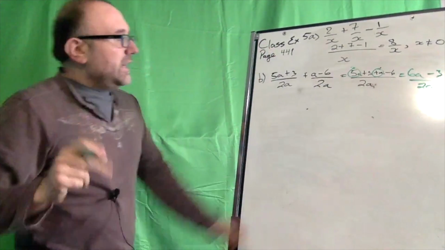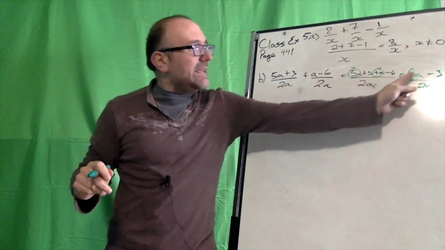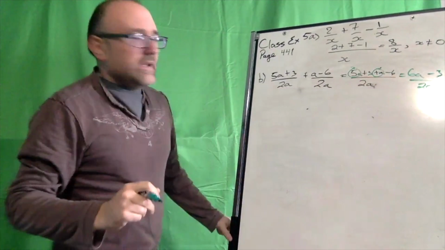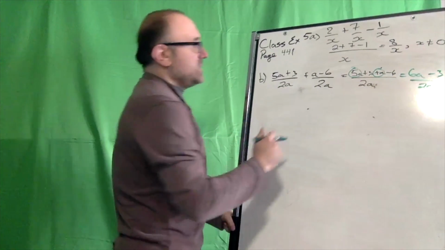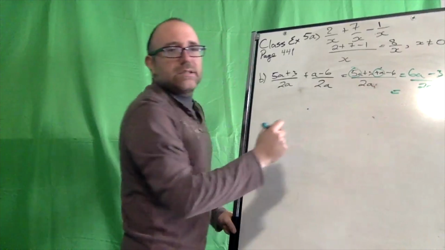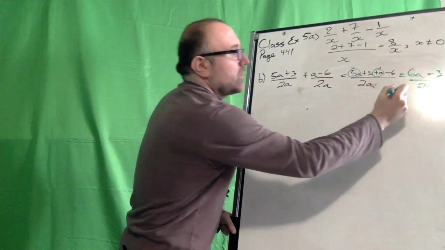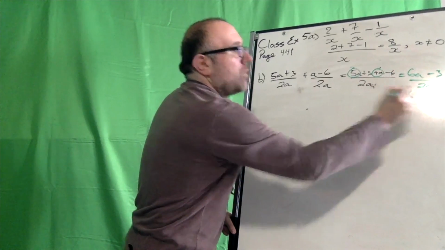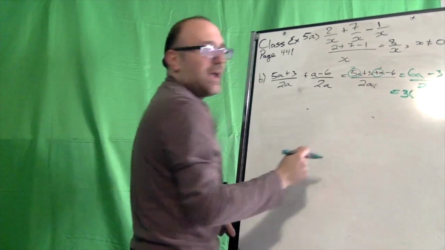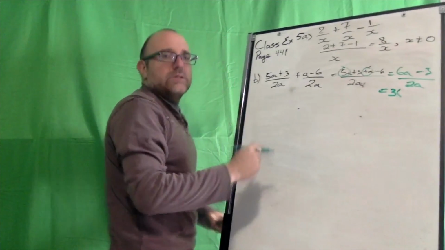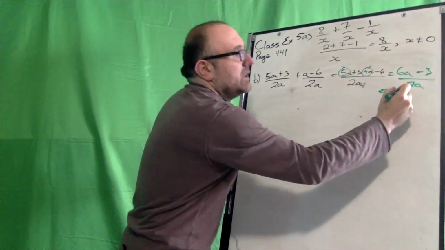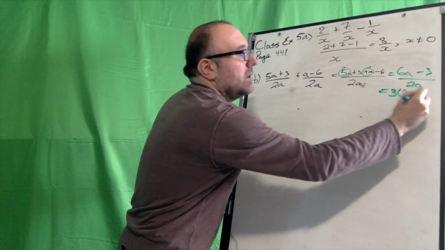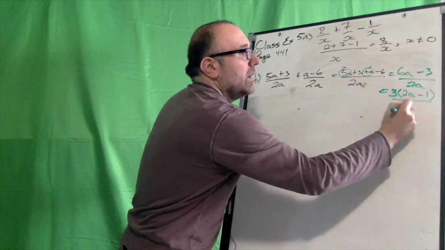Now, you're not done. In this case, there is something alike, the 6 and the 3. Anytime that happens, 6 and 3 have a common factor of 3. Open the bracket up like we've done in the past. We're factoring here. So you have to times this by 2a minus 1 over 2a.